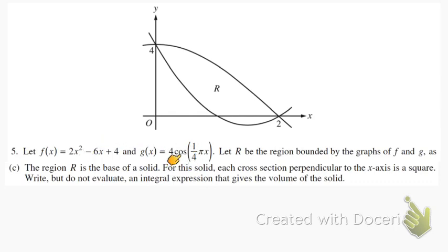Now, the first thing we need to be able to do is identify which of these two functions is which, because if we can't do that, we can't figure out which one's on top and which one's on bottom. So, a quadratic function with a positive leading coefficient is facing up. So I hope it's obvious that this one is that quadratic, so that's f of x. And cosine typically starts up here at 1, or in this case 4, since the amplitude is 4, and goes down. So this one is g of x.